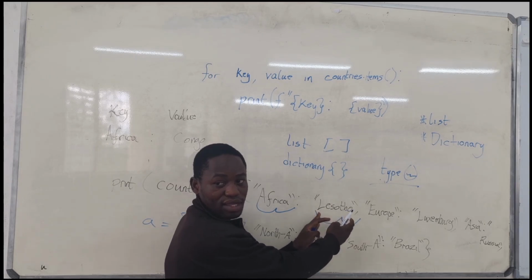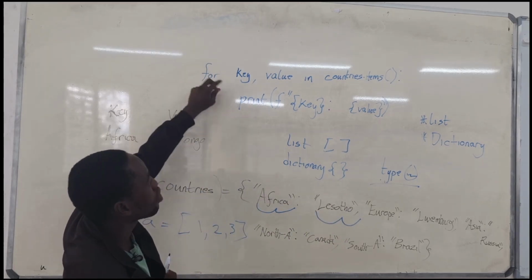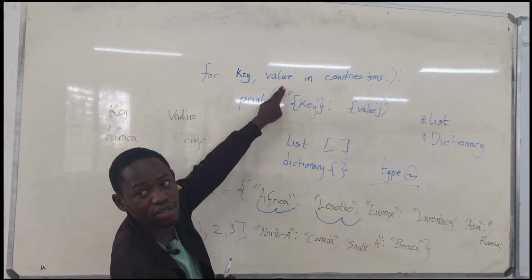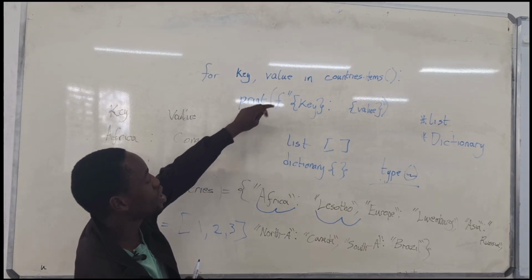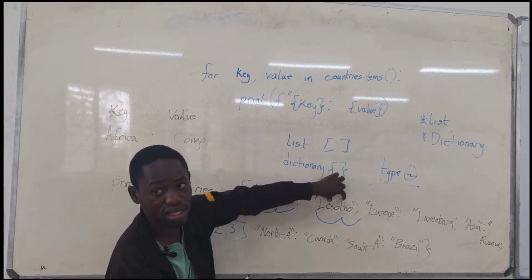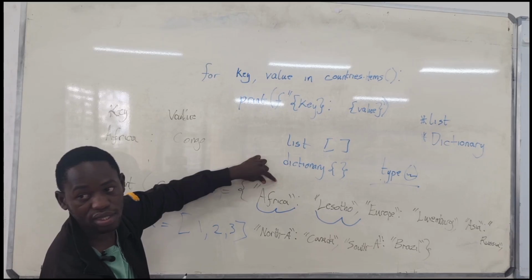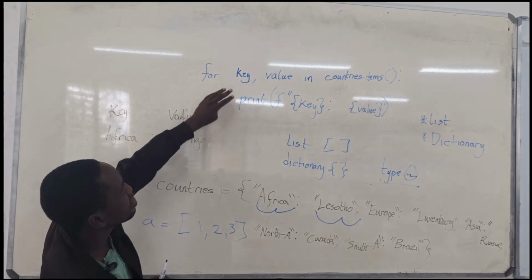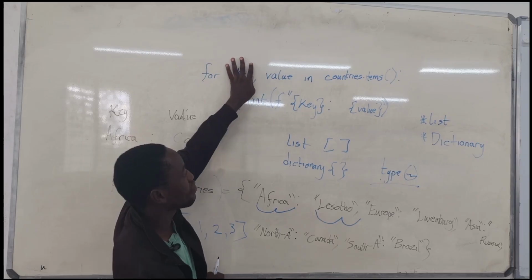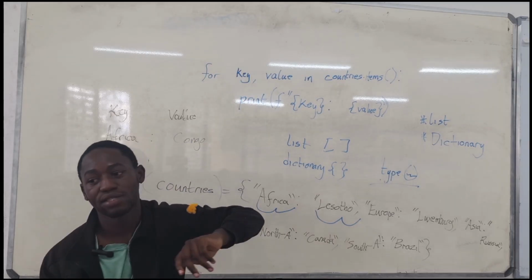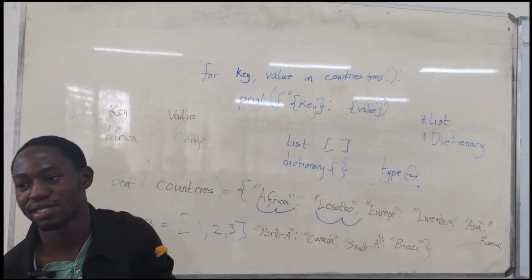So in this loop, why are we using key and value? We just used this because we want to print two things here. If you were to specify just one here, just try it and run it.